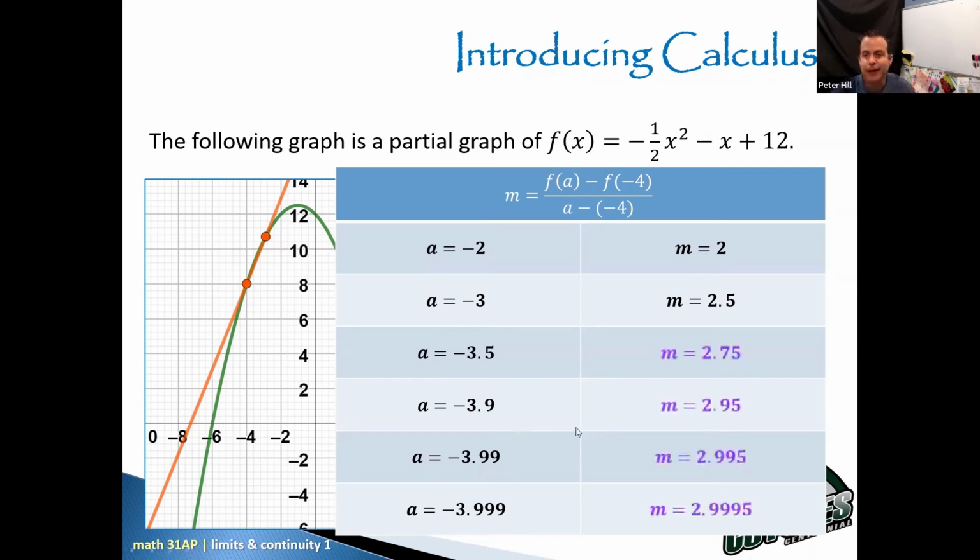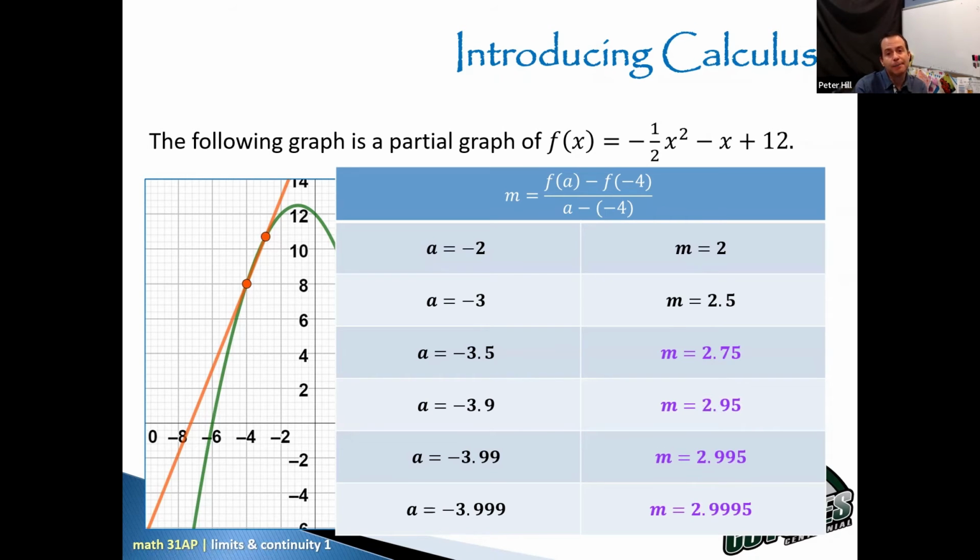Okay, and these are your answers. And what I want you to notice is, oh, look at that. I'm approaching a slope of 3. My slope goes from 2.75 to 2.95 to 2.995 to 2.99995. I'm approaching a slope of 3 here.